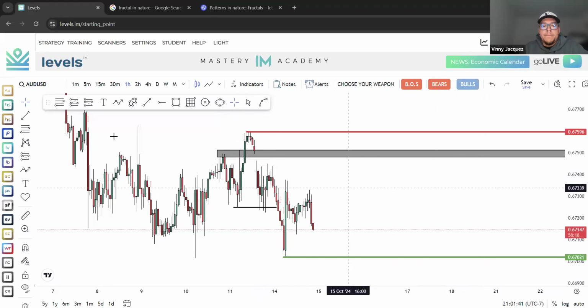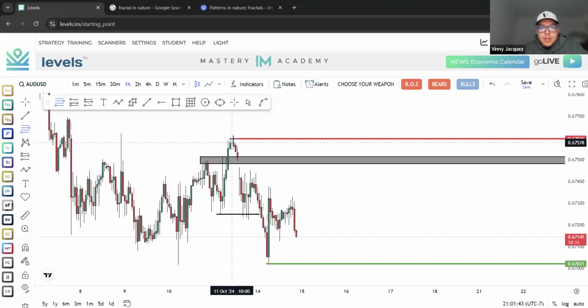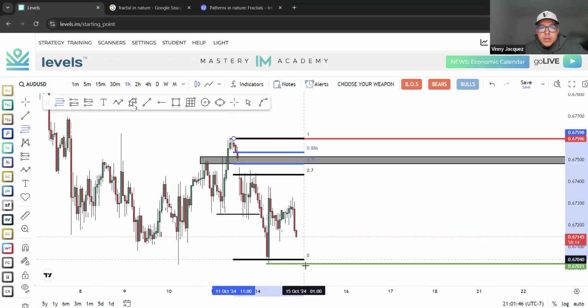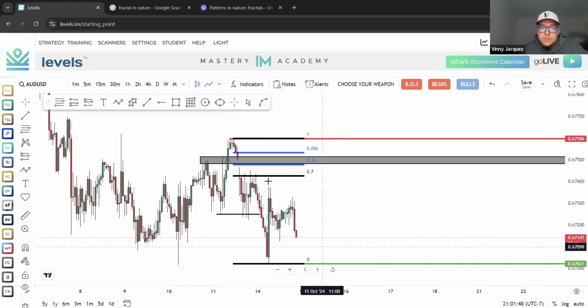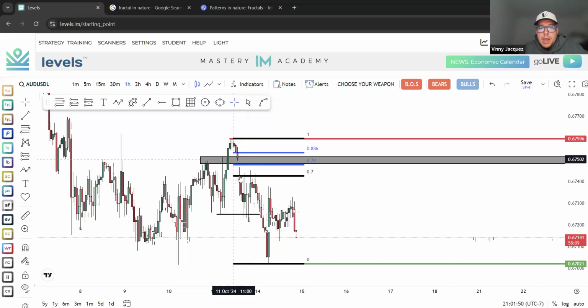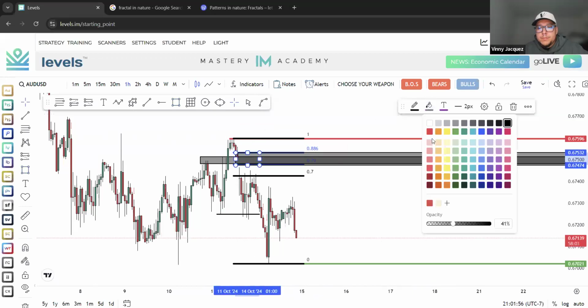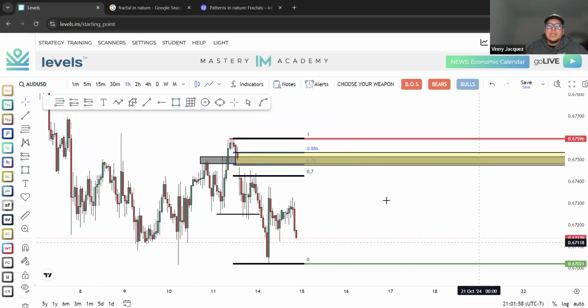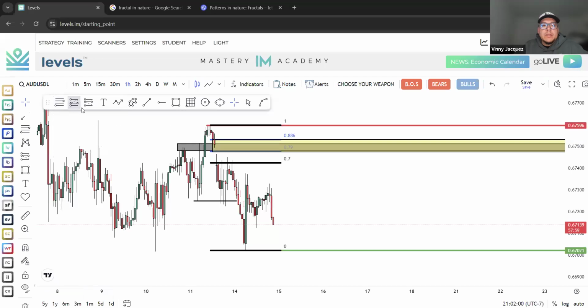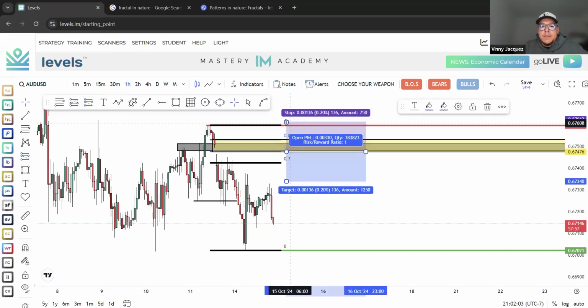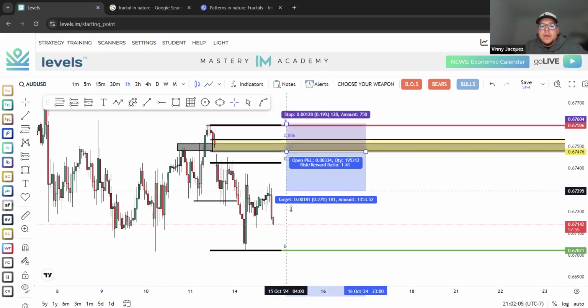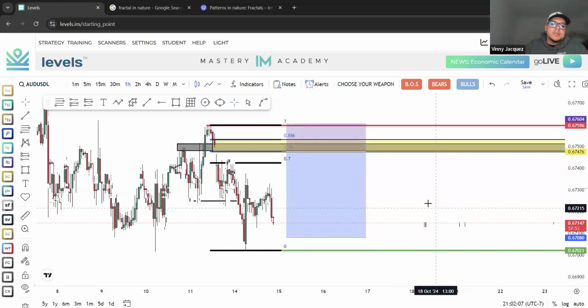Stay disciplined, right? But for example, from the start of the move to the end of my move, we have an imbalance there along with my shoulder, along with that 886 area. Boom. Not too bad. Not too bad. So again, this would be something you could be looking at. Minimum 1 to 3 risk to reward.